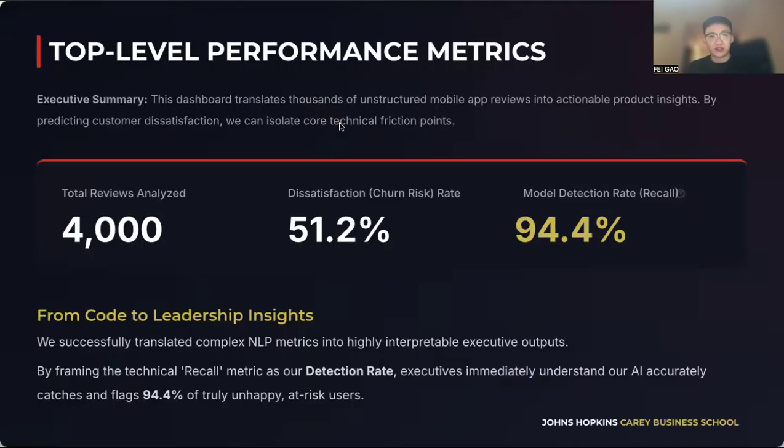To make our machine learning models accessible, I translated complex technical metrics into a high-level, executive-friendly output. Instead of looking at the TF-IDF arrays, the dashboard opens with three clear KPIs: the 4,000 reviews analyzed, our current dissatisfaction rate of 51.2%, and our model detection rate. I framed our model's recall metric as the detection rate, which sits at an impressive 94.4%. So executives immediately understand that our model successfully catches 94.4% of truly unhappy, at-risk users.